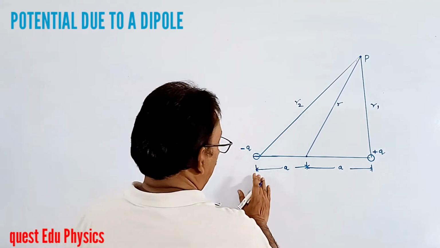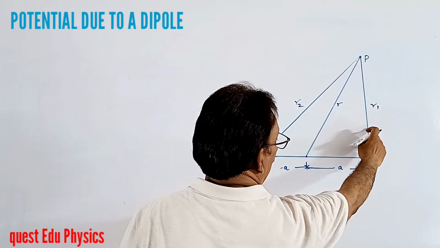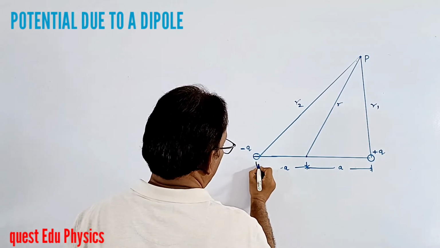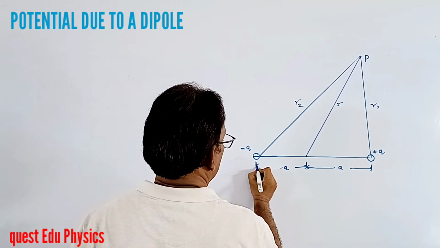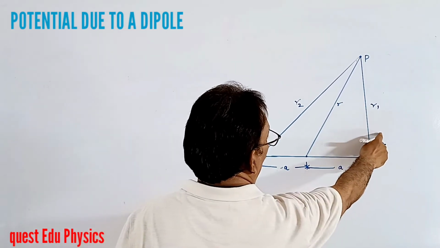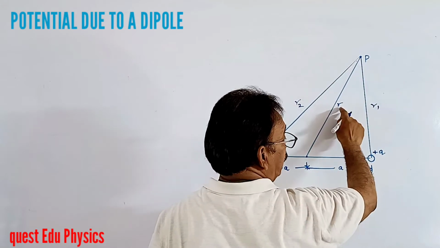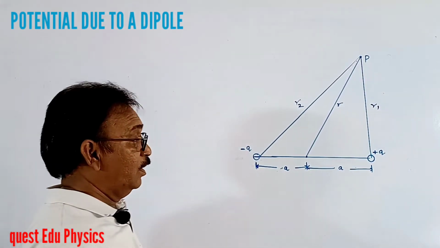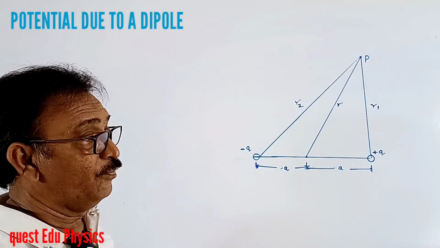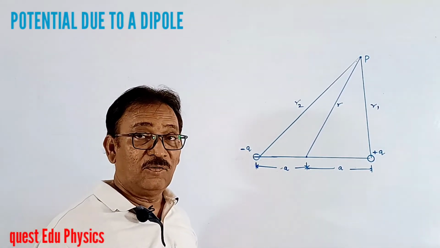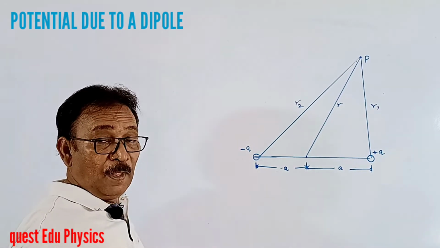If you watch it clearly, you will understand that R2 and R1 have different magnitudes, isn't it? R2 is longer than R1, and we have to find the potential at this point with respect to this distance. So we are going with a little geometry of this distance. To understand this, first you have to learn the basics of angles.